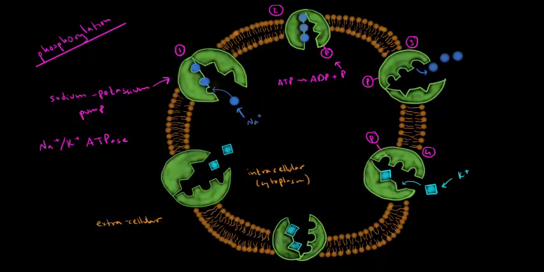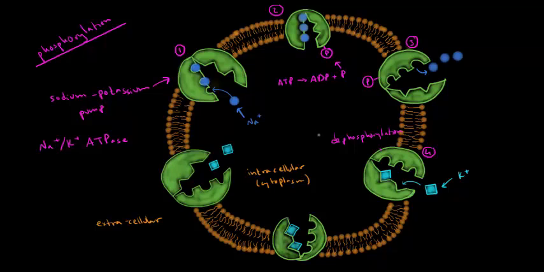And take note, there are 3 receptor sites for sodium, but only 2 for potassium. When the potassium receptor sites are full, it's going to cause a different change to happen. This phosphate group is going to be removed, and that is called dephosphorylation.